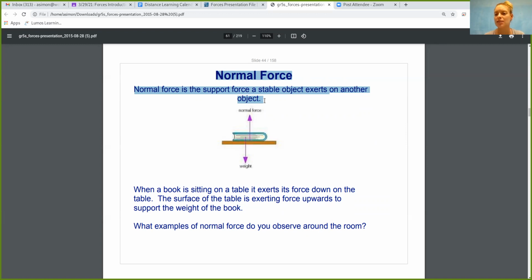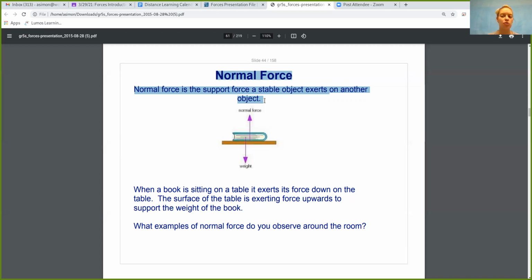So basically what this means is if we look around, we can see normal forces happening all around us. Okay, so this is a book sitting on your desk. The weight of the book is pushing down on the desk, and the weight of the desk is pushing up on the book. So two stable objects creating just a normal force. So when a book is sitting on a table, it exerts its force down on the table. The surface of the table is exerting force upwards to support the weight of the book.